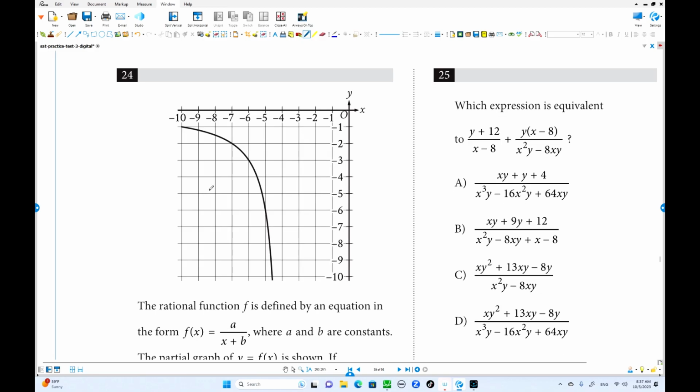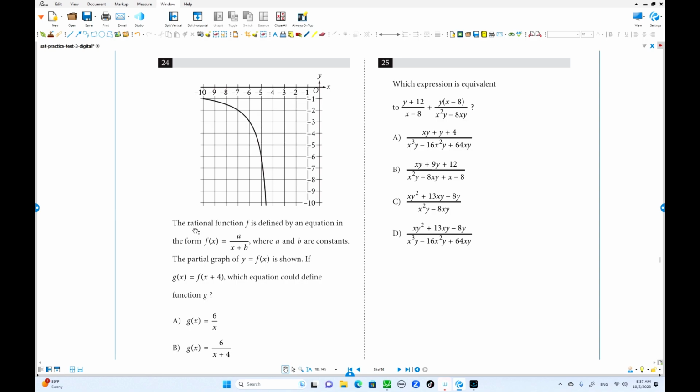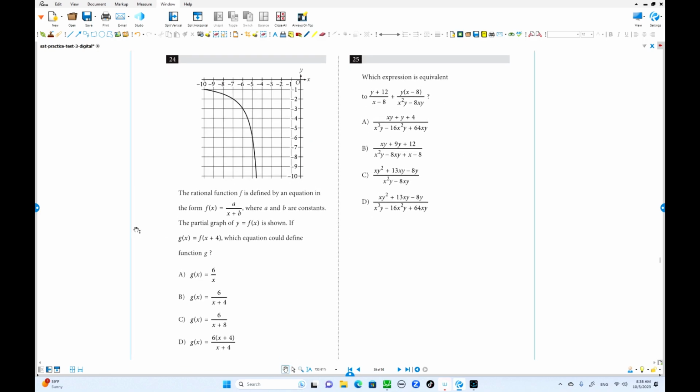This is number 24. Okay, here is the curve over here. We have a vertical asymptote at x equals negative 4, right? Yeah, this is a new trend of SAT, okay? If you know that this is a vertical asymptote, b is going to equal 4, right? Okay. So anyway, we're going to decide the values of a and b.